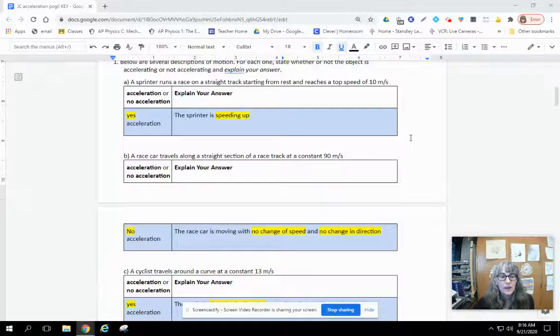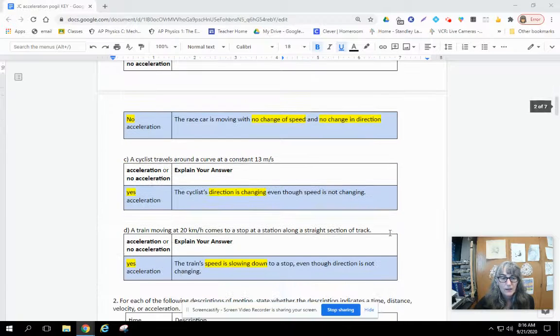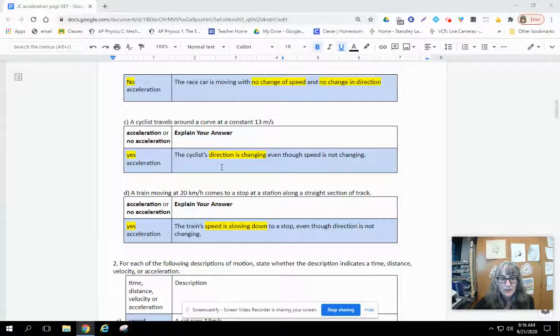On the second one, a car is traveling along a straight section of racetrack at a constant 90 meters per second. There is no acceleration because not only is there no change of speed, but there's also no change in direction. A cyclist traveling around a curve at a constant 13 meters per second. Yes, there's acceleration because the direction is changing even though the speed is not changing. And finally, D, a train is moving at 20 kilometers per hour, coming to a stop at a station along a straight section of track. Yes, there is acceleration because the speed is slowing down to a stop, even though direction isn't changing.